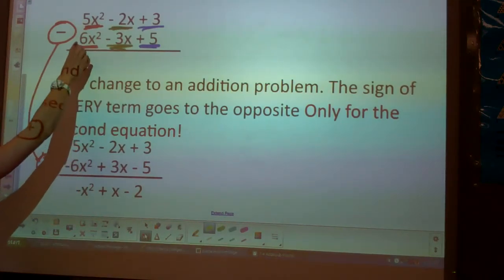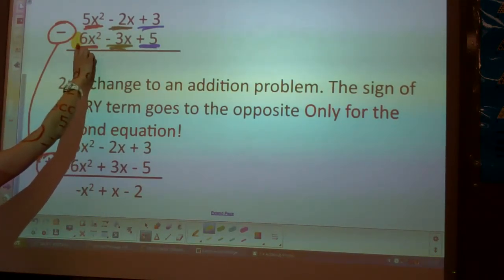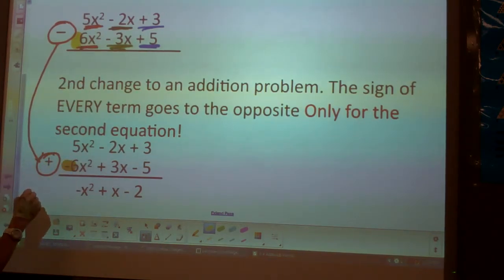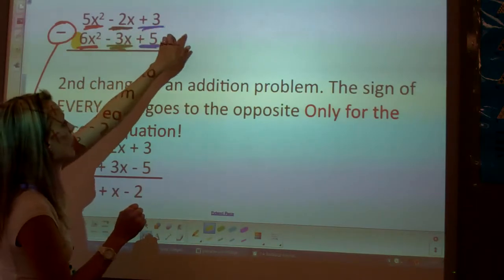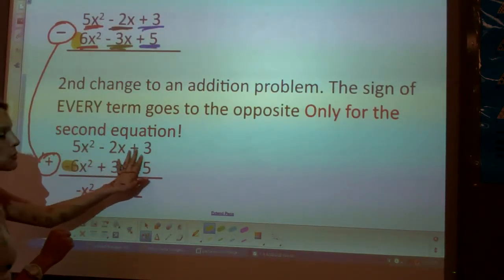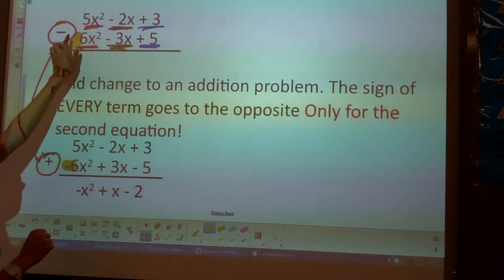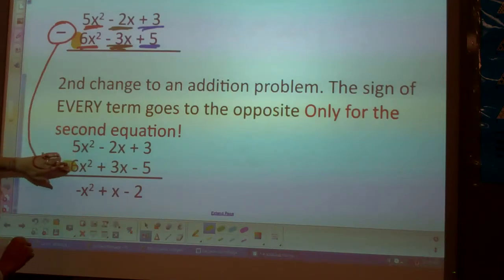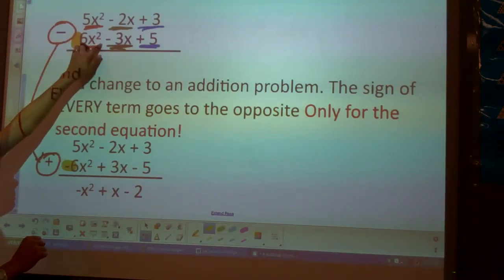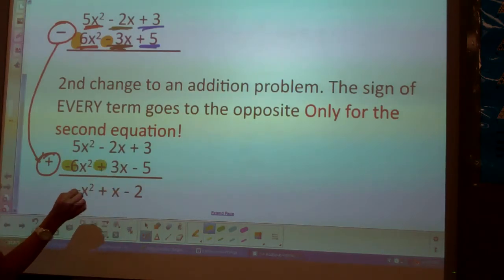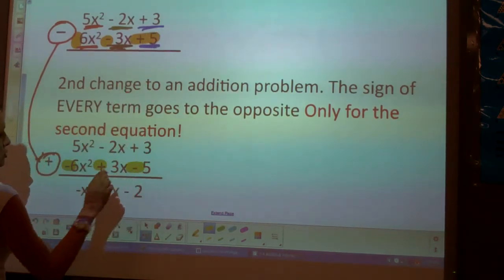So notice we changed our positive 6x squared to a negative 6x squared. We copied down our first polynomial exactly how it was. That one didn't change. But for our second polynomial, we're changing the signs of the terms. So a 6x squared changes to a negative, a minus 3x changes to a plus, and a plus 5 changes to a minus 5.